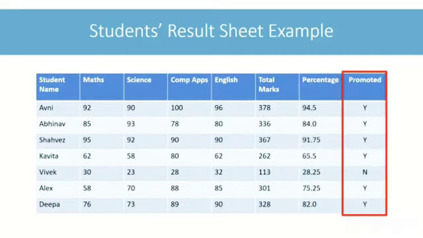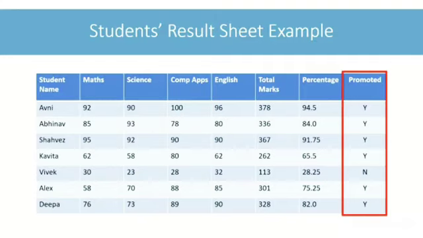Data in the promoted column tells us if the student is promoted to the next class or not. It can contain Y to indicate yes, the student is promoted, or N to indicate no, the student is not promoted. Another way to look at it is that promoted column represents one of the two states the student can be in. Either he is promoted or he is not promoted.